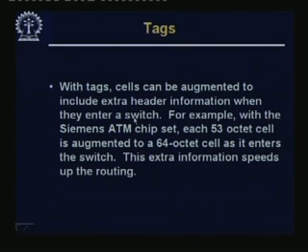That means, you look at which is the output line it wants to go to, and then add the code for that output line onto this cell, which becomes the tag. For example, with the Siemens ATM chipset, each 53 byte octet or byte cell is augmented to a 64 byte cell as it enters the switch. So, these extra bytes are for putting in these tags, etc. This extra information speeds up the routing process.